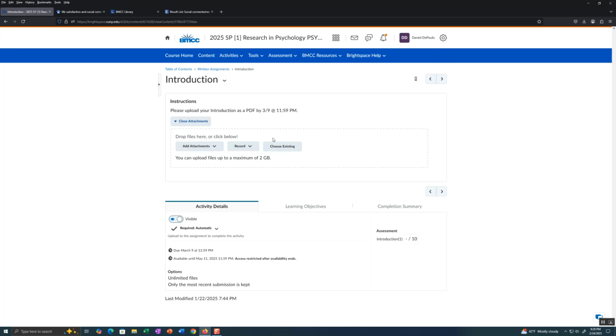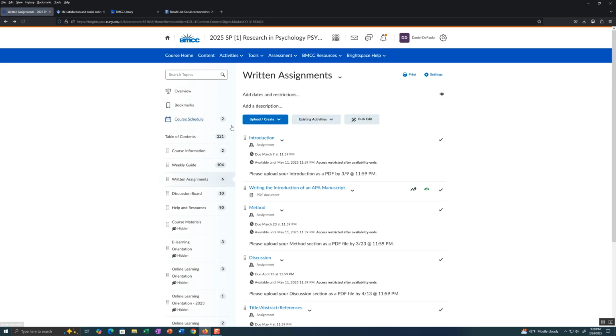And then it's going to check to make sure you're not plagiarizing. It's going to use Turnitin to make sure you're not plagiarizing. Now, plagiarism is when you copy and paste. So do not copy and paste. Always put things in your own words. That's paraphrasing. And then when you've uploaded it, you're done.